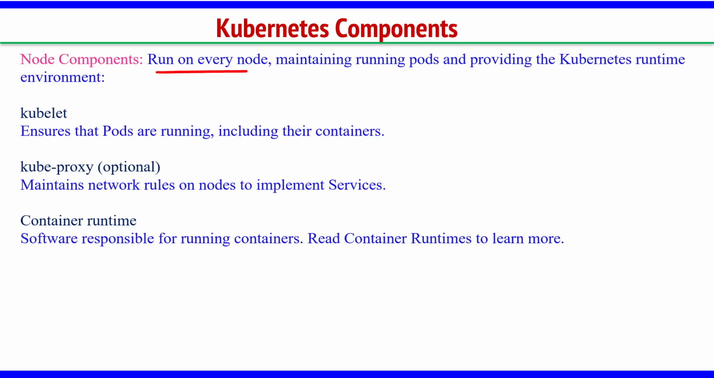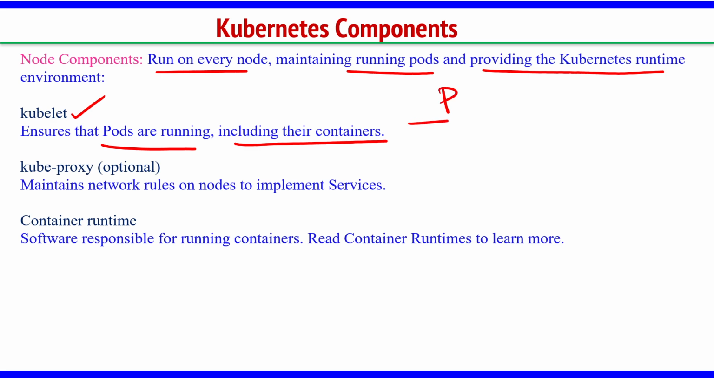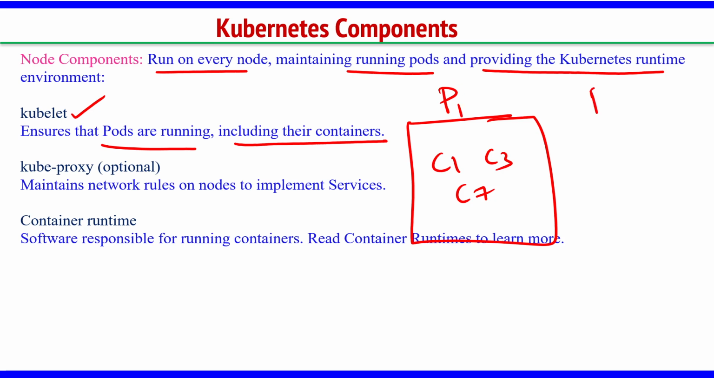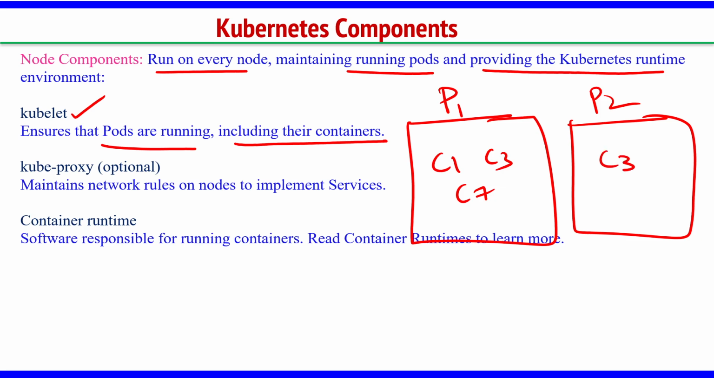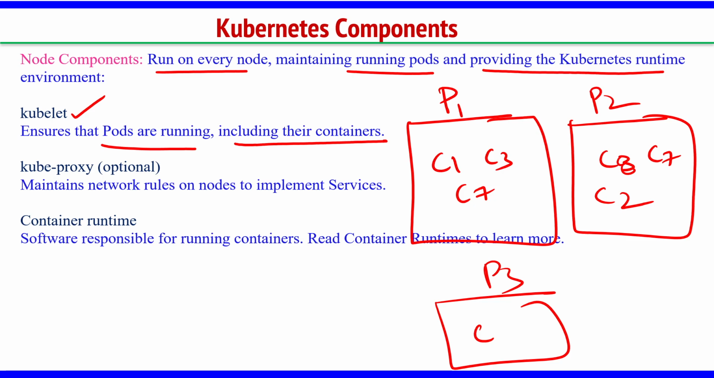They run on every node, maintaining running pods and providing the Kubernetes runtime environment. So, they are the virtual machines or the physical machines. So, we have something called kubelet, which ensures that pods are running including their containers, because inside each pod there are multiple containers. This is pod 1, then I have pod 2, C3, C7, sorry, this should be C8, let us say, and C2. There is another pod which will be running only container C4, right. So, whether the pods are working fine or not is taken care of by the kubelet.